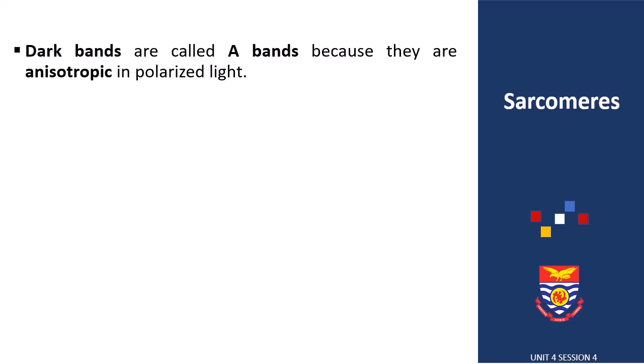From the last session, we learned that the light and dark bands are due to the distribution of proteins in the myofilament. And the dark bands are also referred to as the A bands. And these A bands are named because they are anisotropic in polarized light, which implies that they vary in magnitude according to the direction of measurement by light waves.